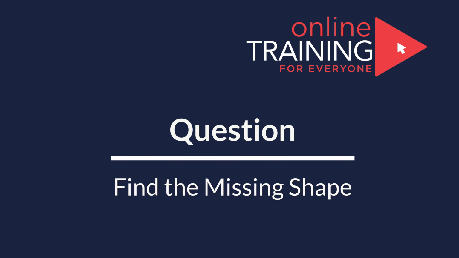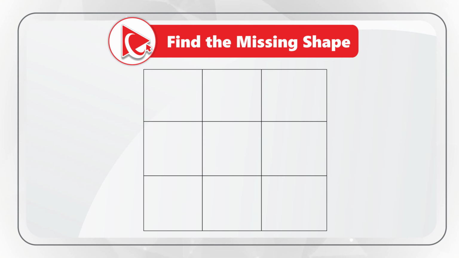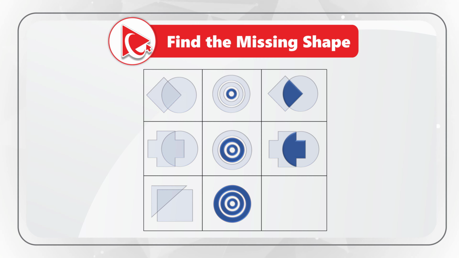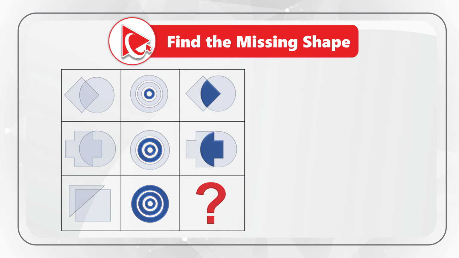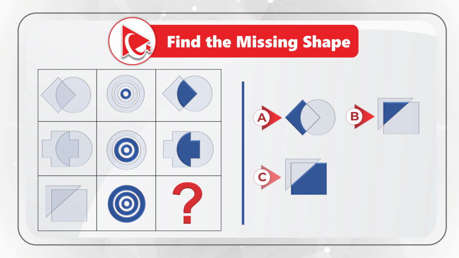One of the questions I love the most are the ones with the missing shape. You're presented with a 3x3 matrix. 8 of the 9 matrix's squares have shapes, and there's one where the shape is missing. You need to find the missing shape by looking at 4 different choices. Choices A, B, C, and D.